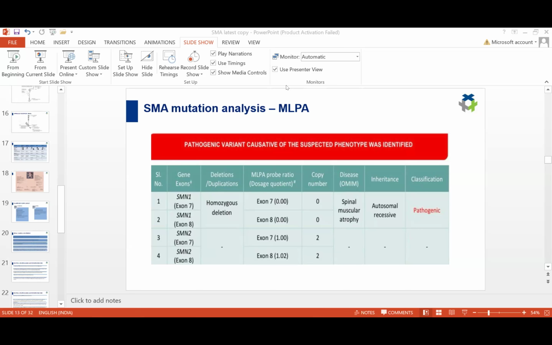Ultrasound abdomen was normal. Echo showed a large perimembranous VSD 6.2 cross 5.9 millimeter. ASD was there. PFO of 3.3 millimeter with left to right shunt, and severe pulmonary artery hypertension was present. Homocysteine and carnitine profile was normal.